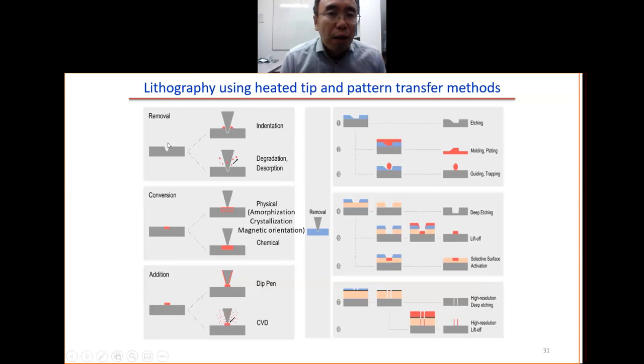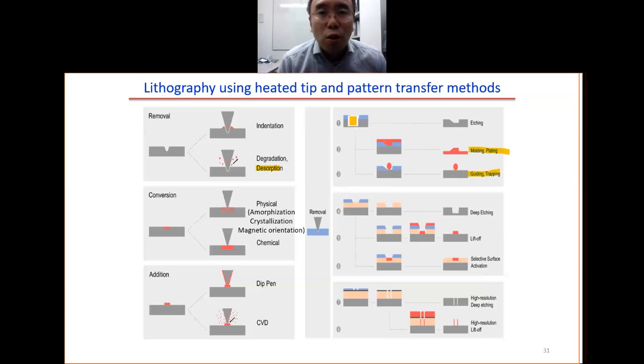So here we have seen the material removal. We have seen the removal of the material. So you can do the indentation, you can do the disruption, burn away the material, degradation or disruption of the material. After the material is removed, you can do other pattern transfer. For example, here, this is the thermal resist, AFM resist. You can use this as the mask to do the etching process, or you can use this as the mold to do the molding electroplating process. Or you can use this as the template to do the guiding or trapping of the nanoparticles.